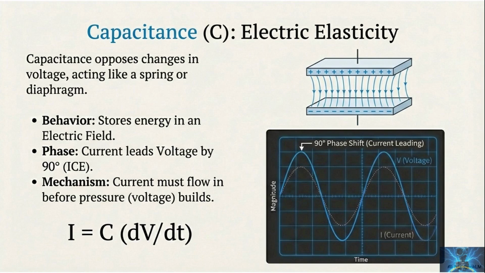Capacitance, electric elasticity. A capacitor resists changes in voltage. It stores energy in an electric field. In AC, the timing shift goes the opposite way. Current leads voltage. A capacitor is like a spring or a diaphragm. Charge has to move first before the voltage pressure builds up.